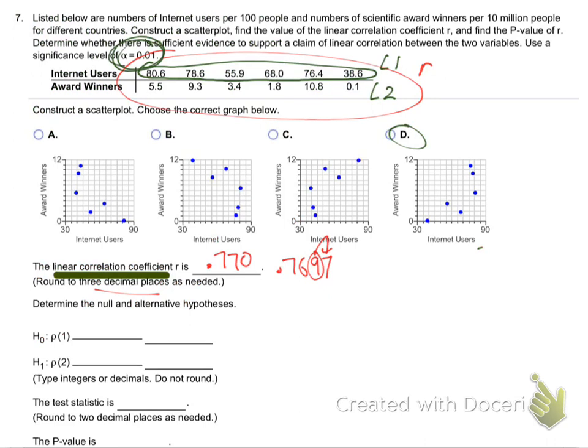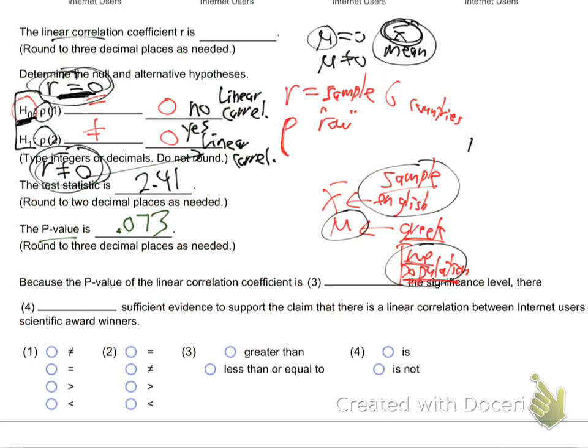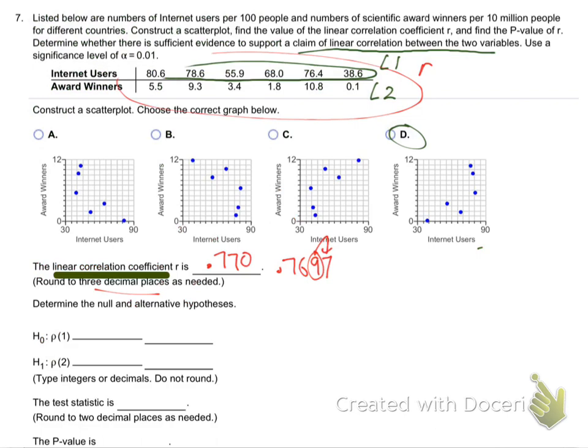See, back in the beginning, they said test the claim of linear correlation. By the way, that's always the claim. The claim is, well, I shouldn't circle that because that's not our conclusion. The claim is that yes, there was a linear correlation. They wanted us to test the claim of linear correlation between the two variables at the 0.01 level. They wanted strong evidence beyond a 1% chance of luck.